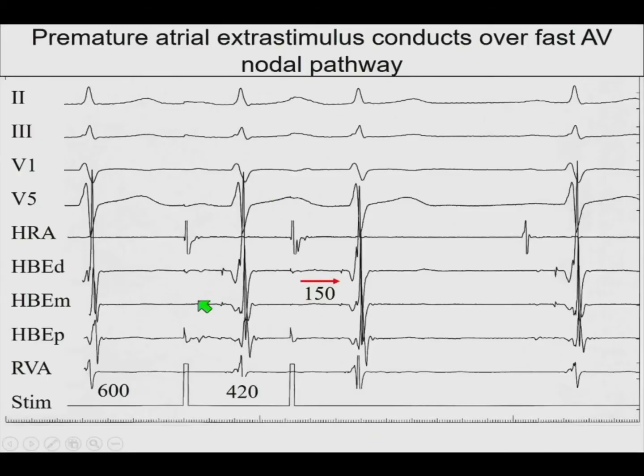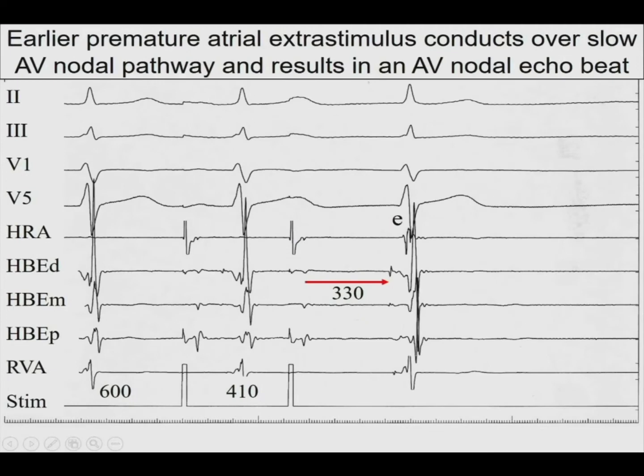And here's an example of that. Here's 600, 420 is a coupling interval, longer than usual, but you can see that the AH is 150. You bring in the coupling interval of that premature beat by 10 milliseconds, and the AH jumps out to 330. And what else do you see here? You can label this. This is an echo beat.